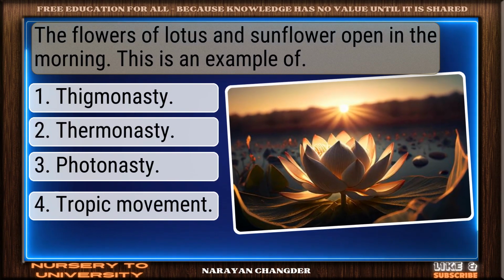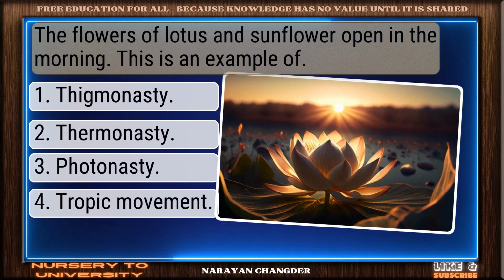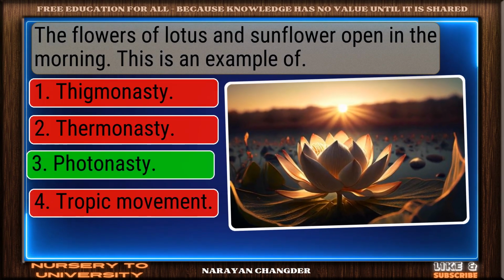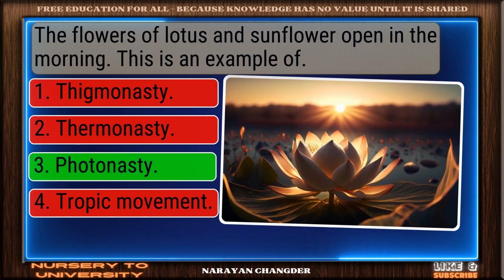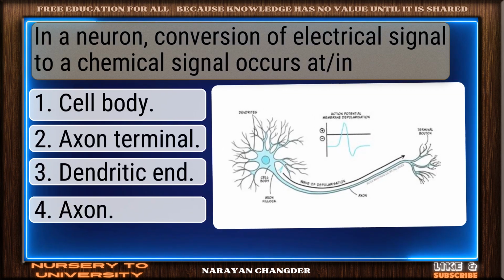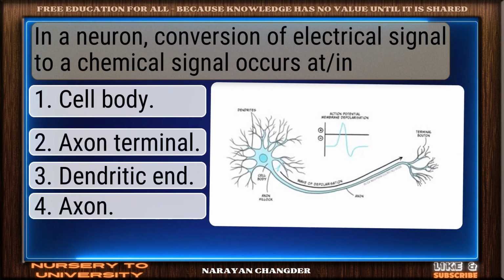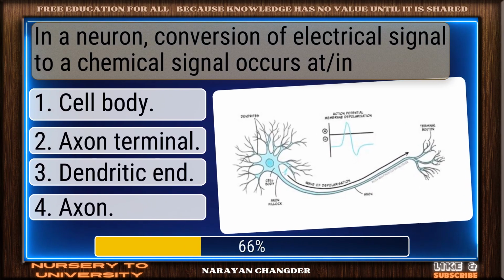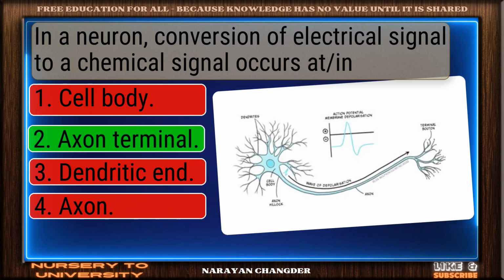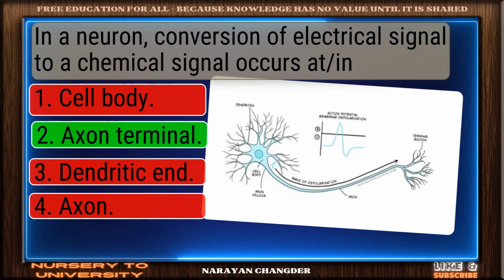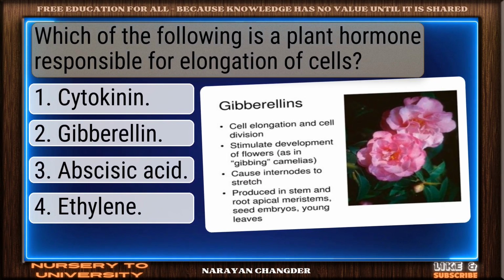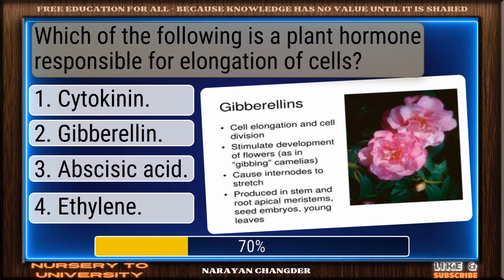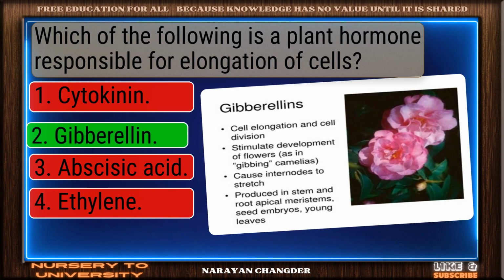The flowers of lotus and sunflower open in the morning. This is an example of... Well reasoned. Photonasty is correct. In a neuron, conversion of electrical signal to a chemical signal occurs in. Solid response. Axon terminal is valid. Which of the following is a plant hormone responsible for elongation of cells? Well picked. Gibberellin is correct.